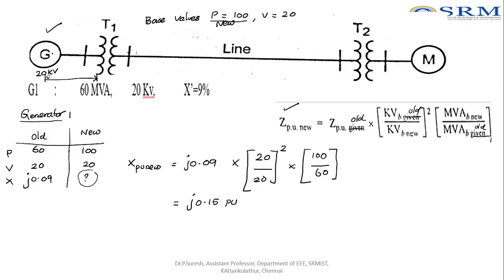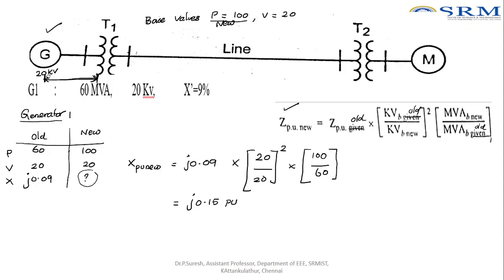So for the generator, 20 kV is the new value of voltage. For the transformer primary, up to the primary, it is 20 kV. But when you consider the secondary of the transformer, the voltage is going to be changed. Understand? So the voltage is available up to the primary of the transformer. Once you go to the secondary of the transformer, the value is getting changed.